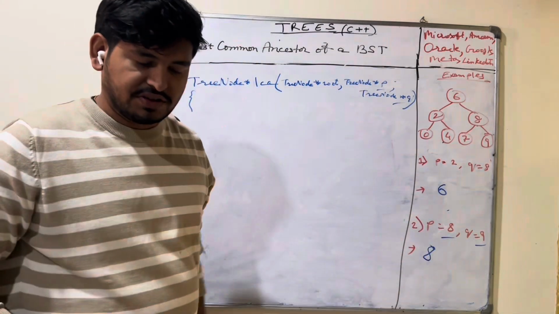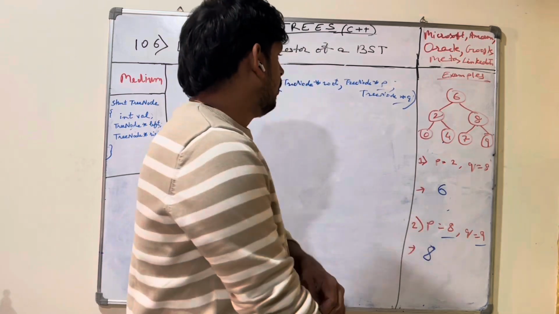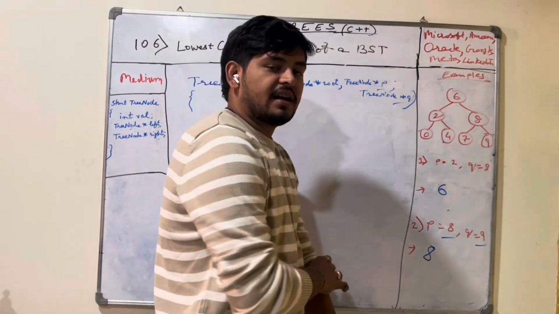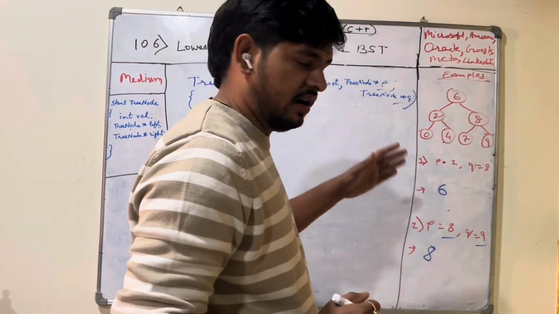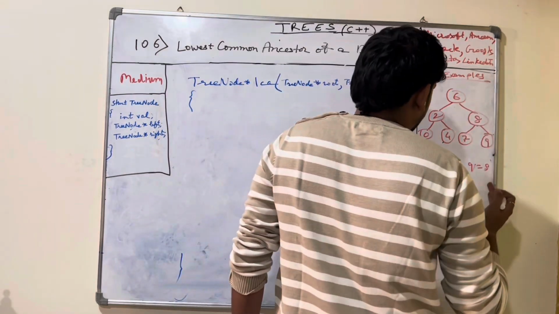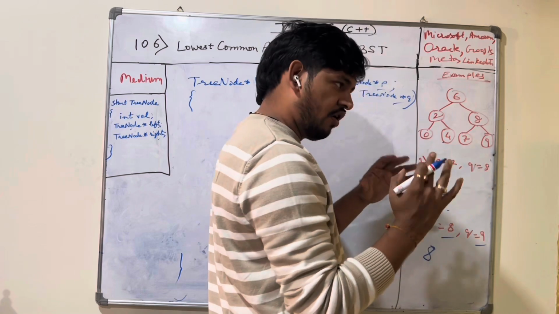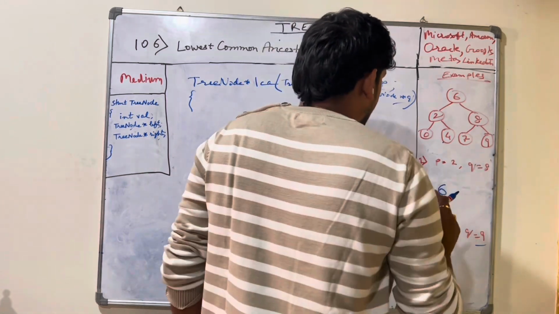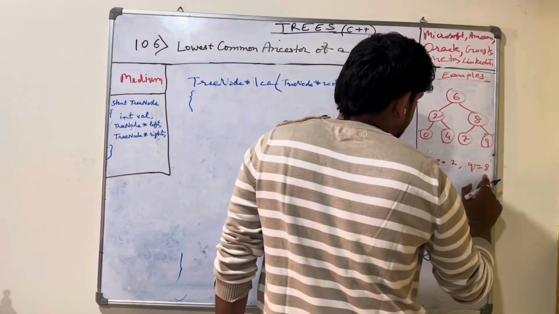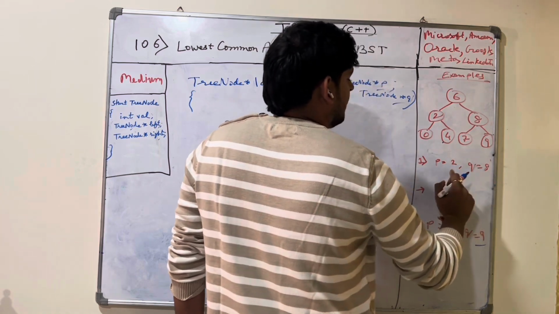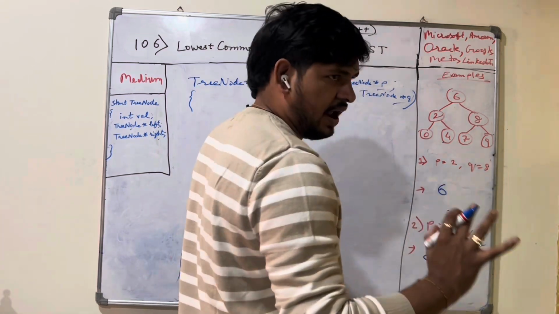Now how do we solve this? If you see a pattern, we have a property in BST, right? The right subtree will always be greater than the root. The left subtree will always be less than the root, right? So when we need to find the lowest common ancestor between two nodes that are given, P equal to 2 and Q equal to 8.